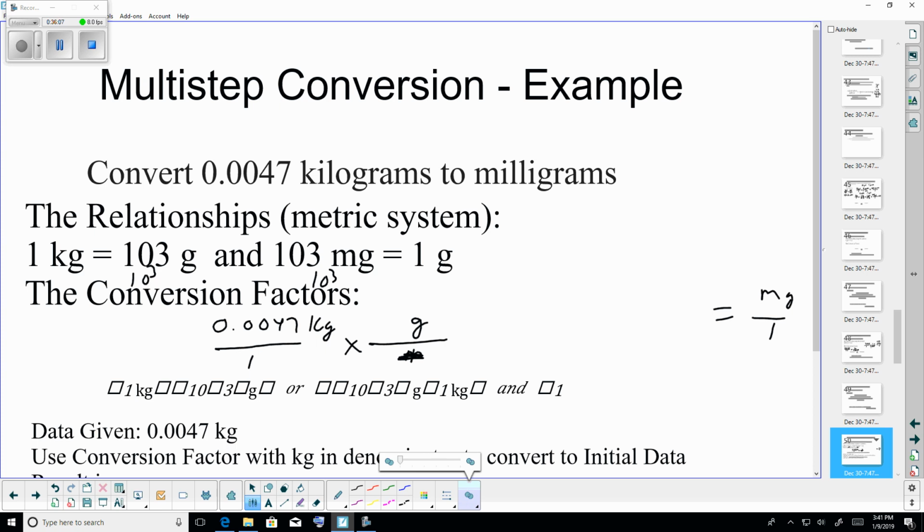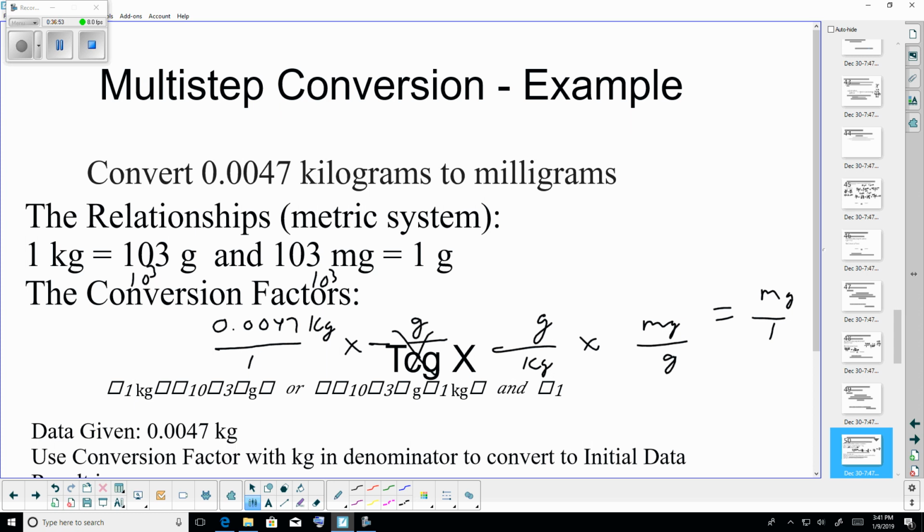Oh no, this is wrong. Over kilograms. Then from grams, we can go to milligrams. Scratch that. Grams over kilograms. Then we can go to milligrams over grams.